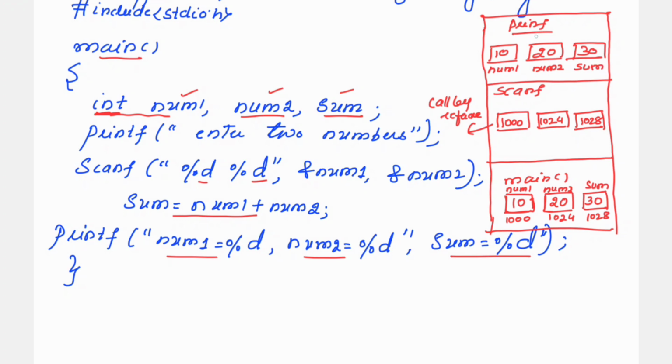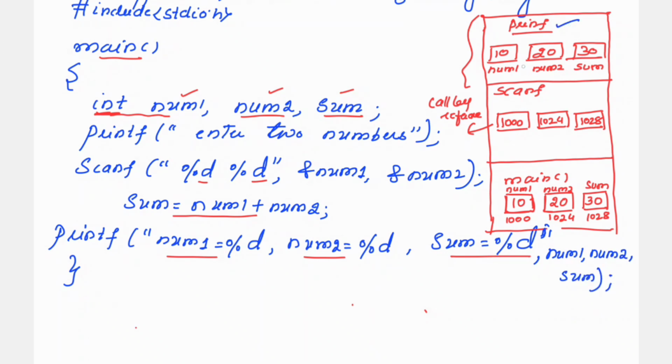Now the different memory locations which I have shown here in this printf space depend on how you have included the format in the printf. So let me complete this printf statement. I need to specify the arguments also, num1, num2 and sum.